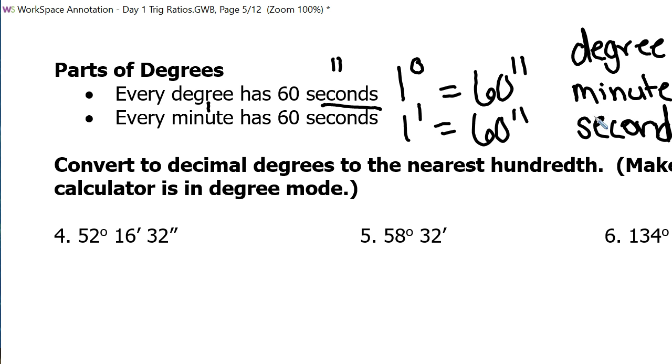Okay, so the first part, type in the degree. So type in the 52 first. So we're starting with the 52. And then for the degree symbol, it's second, apps, number 1.